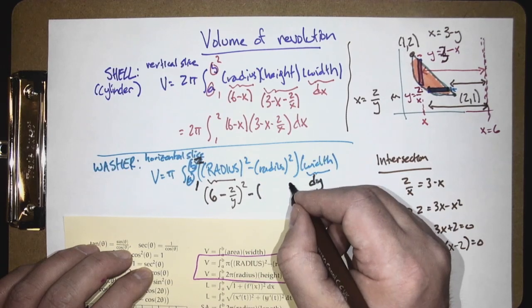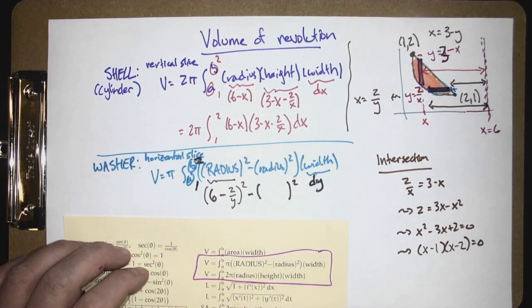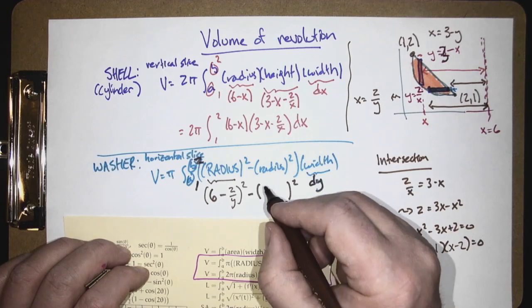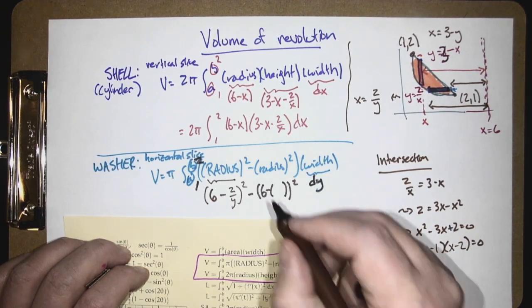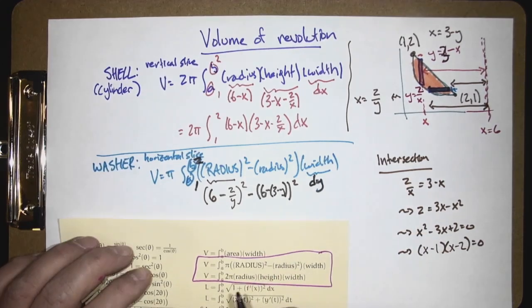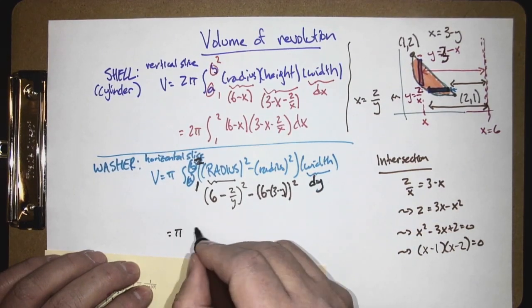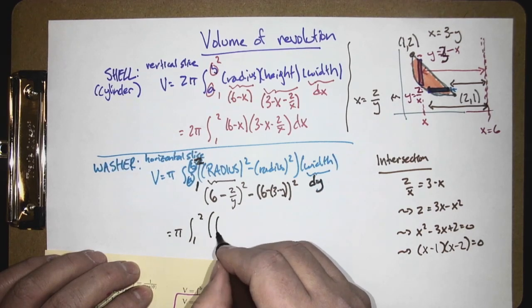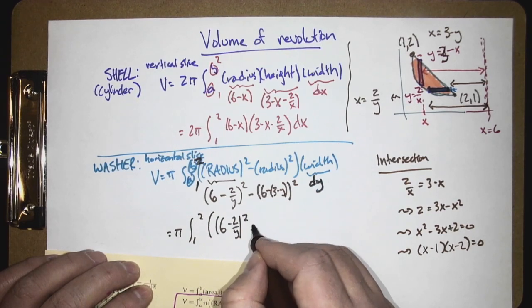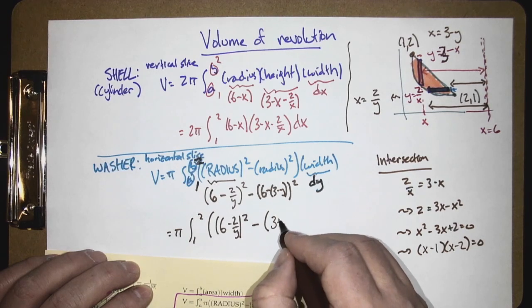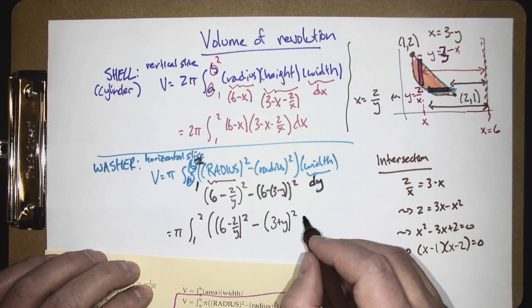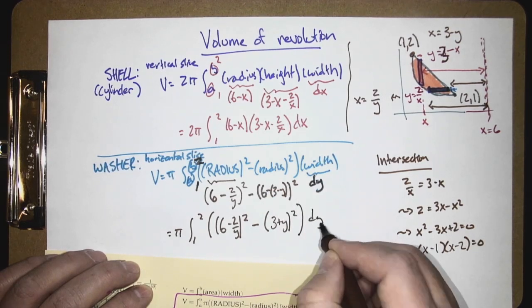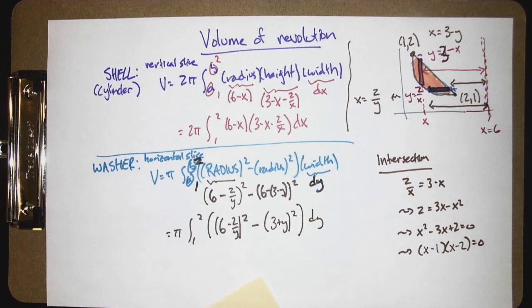Okay, what's the little radius squared? Well, give you a hint, it's 6 minus something. 6 minus what? 6 minus 3 minus y. So this becomes pi integral 1 to 2 of (6 minus 2 over y) quantity squared, minus (3 plus y) squared. 6 minus 3 is 3, minus y plus y, dy. And there we go. We set up something with shell, we set up something with washer.